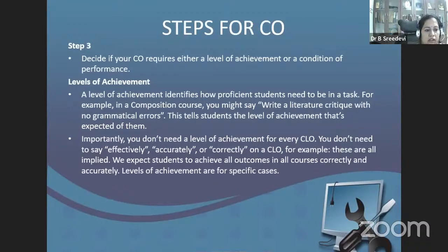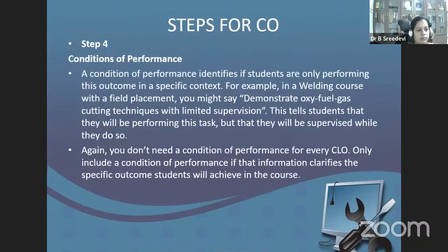Importantly, you need not have a level of achievement for every course outcome. Again, it is optional. I think this is the best example for level of achievement: write a literature critique with no grammatical errors. Step 4 is condition of performance. You can take this welding example, course outcome: demonstrate oxy-fuel gas cutting techniques with limited supervision.